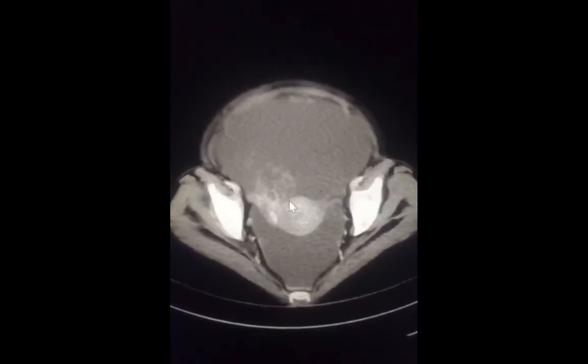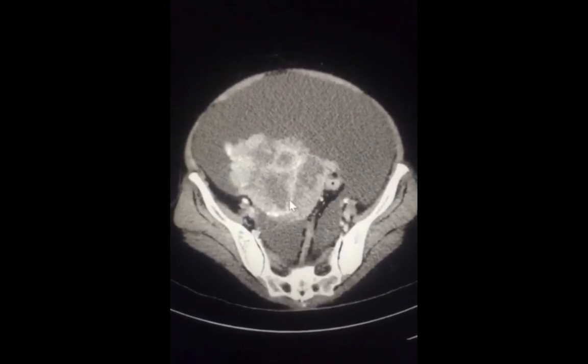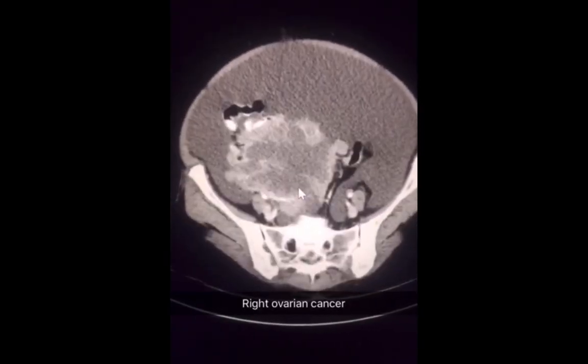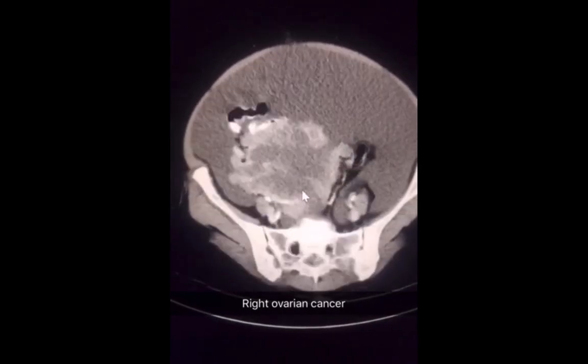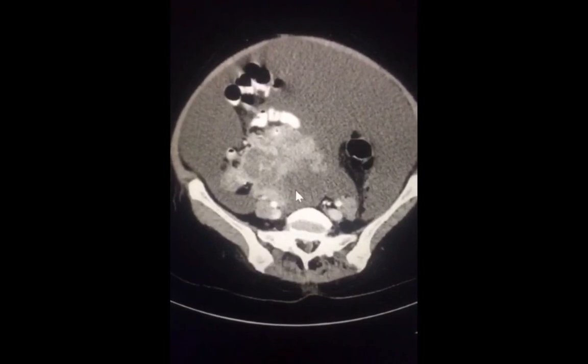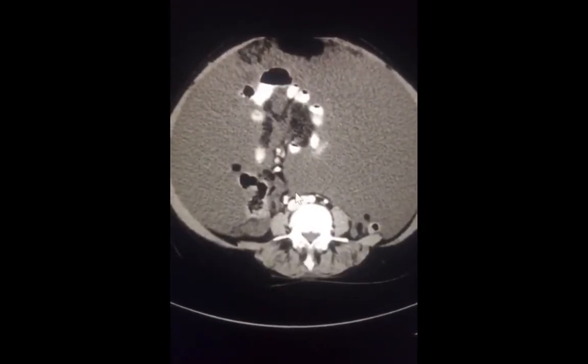There is always a differential diagnosis for a right adnexa lesion, especially one that looks ugly and necrotic like this. However, what's common is common. This is very consistent with a right ovarian malignant neoplasm. Supportive of this is the presence of omental and peritoneal metastasis.